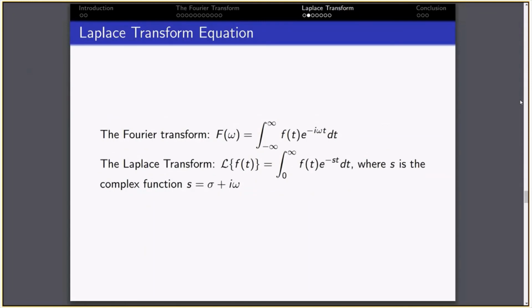And the main differences are that instead of an omega, we have a letter s, which now has a complex and a real component to it, as displayed below, with sigma being the real component and omega being the imaginary. And the bounds are also different, from 0 to infinity in the case of the Laplace transform.